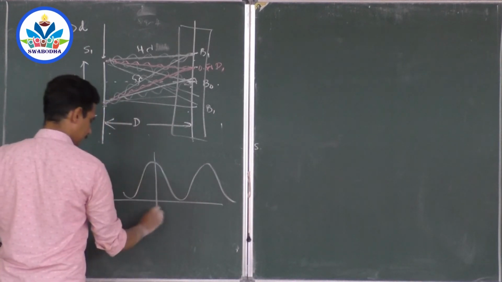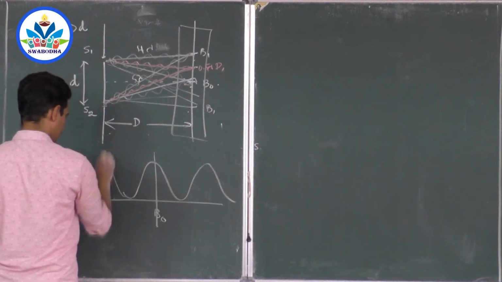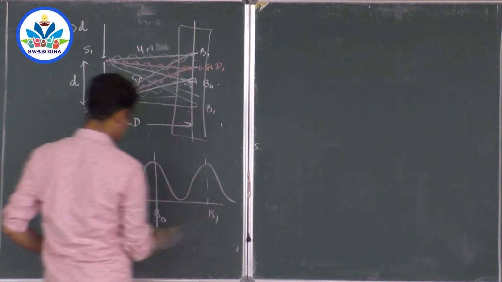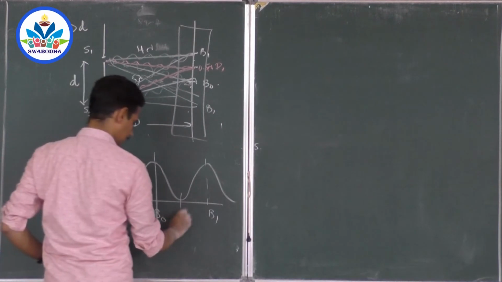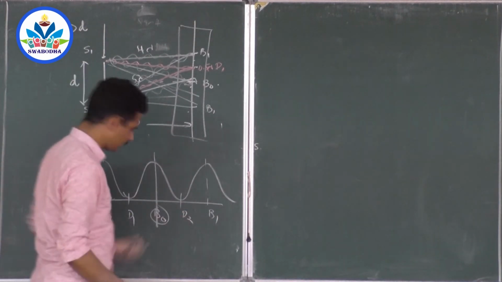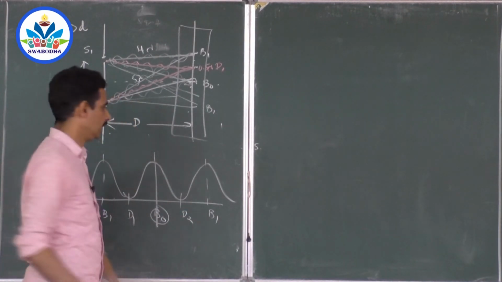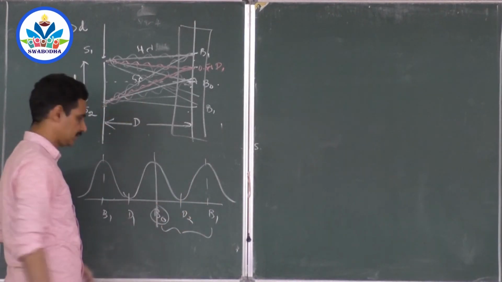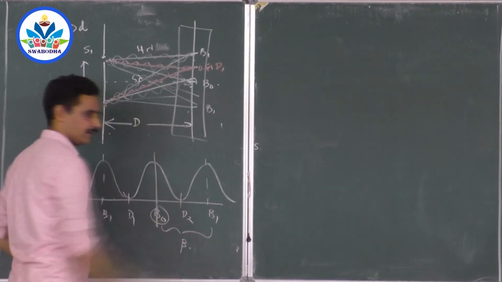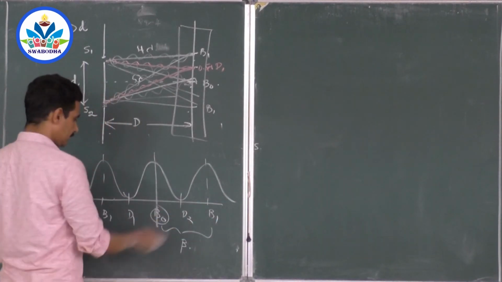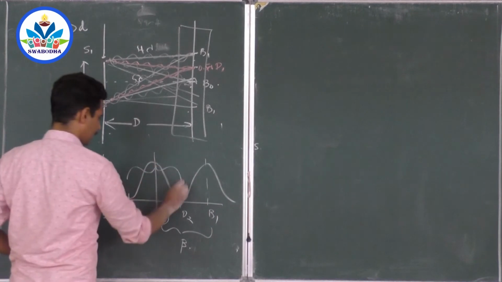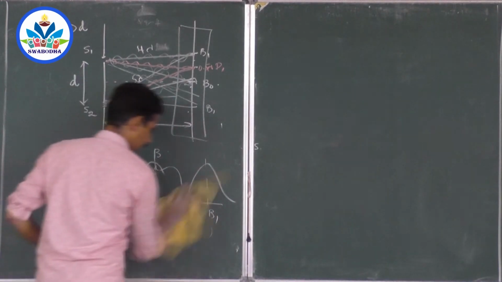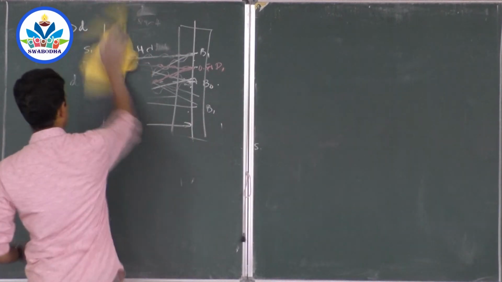This is the central bright fringe, and this is the first bright fringe on one side, first bright fringe on the other side. This is the dark fringe, this is the dark fringe. Bright fringe 0 is the only bright fringe at the center. Now the distance between successive bright fringes is called fringe width, beta. The distance between two successive dark fringes is also called beta. Now today our job is to find the value of beta.